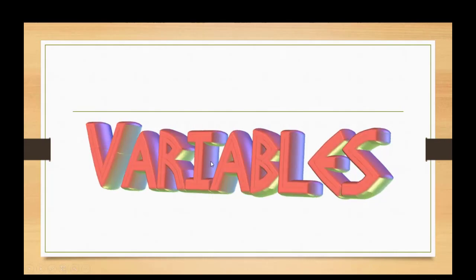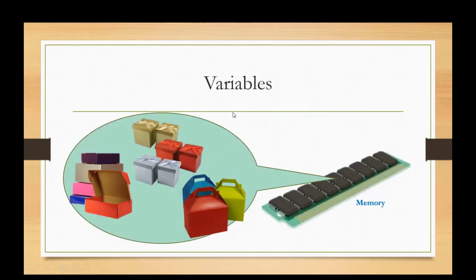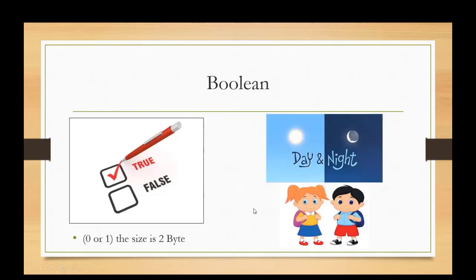We're talking now about variables. What are variables? Variables are little boxes in the memory, little different boxes in the memory of the computer. The first variable is Boolean. Boolean is true or false, like day and night, girl and boy, 0 and 1. Its size is 2 bytes.